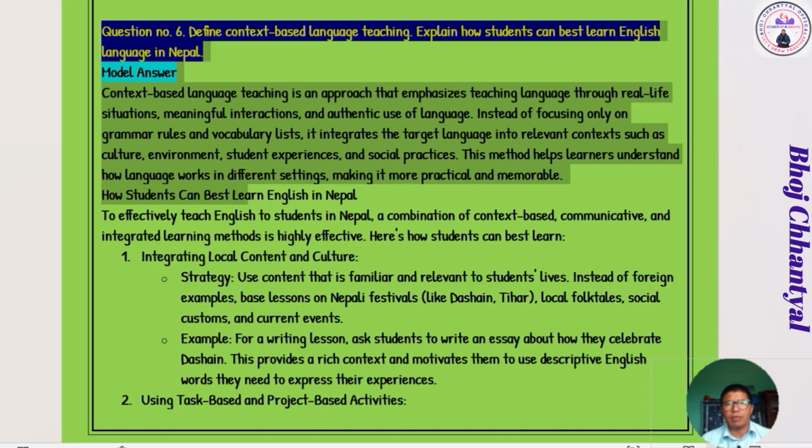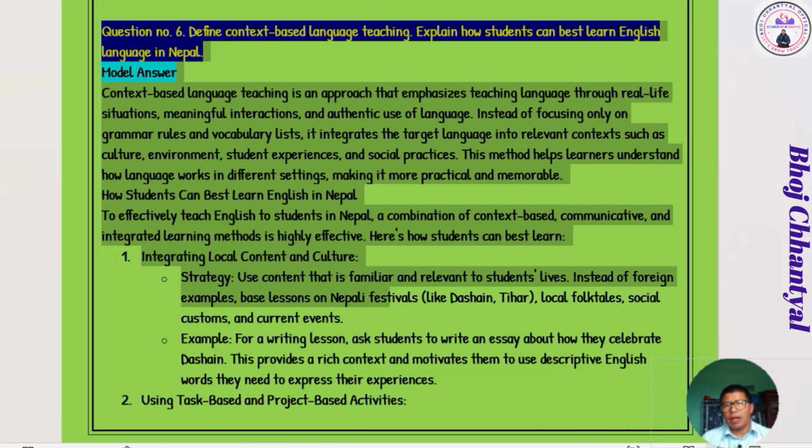How can students best learn English in Nepal? To effectively teach English to students in Nepal, a combination of context-based, communicative, and integrated learning methods is highly effective. Here is how students can best learn. 1. Integrating local content and culture. Strategy: use content that is familiar and relevant to students' lives instead of foreign examples.